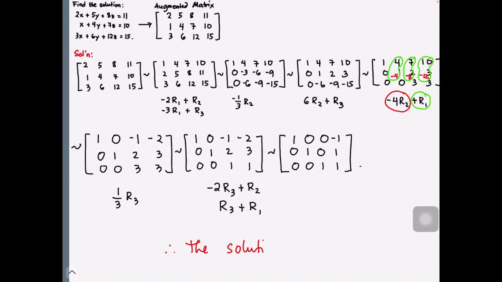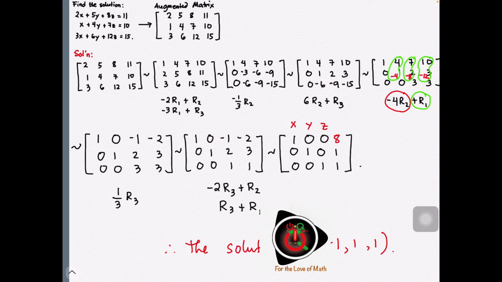Therefore, the solution for this linear system would be the point (-1, 1, 1). For the benefit of others, if this becomes 8, the value for x would also be 8, and this value for y would now be 10. This is based on the idea of transforming an augmented matrix back to its linear system form.